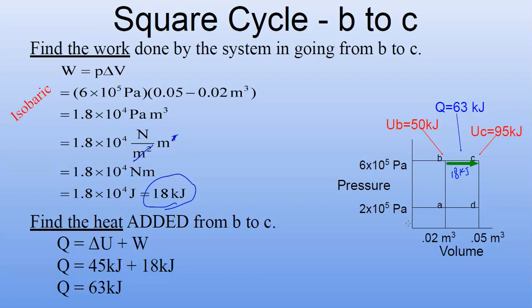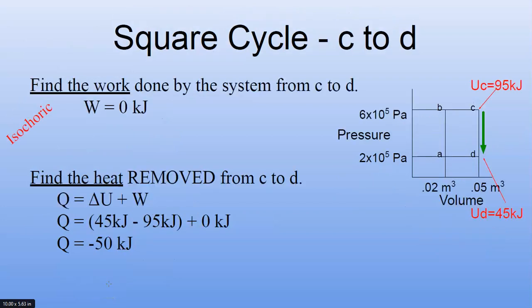What did it cost me? Well, to find the heat that I have to add here, remember we put a fire under this thing, and I'm paying for whatever fuel that is. I'd have to go back to the first law and ask, what's the change in internal energy? It went from 50 to 95, so that's a change of 45 kilojoules. I accomplished 18 kilojoules of work. So on that piece, I added 63 kilojoules of energy.